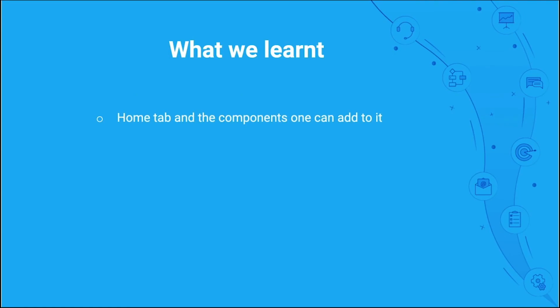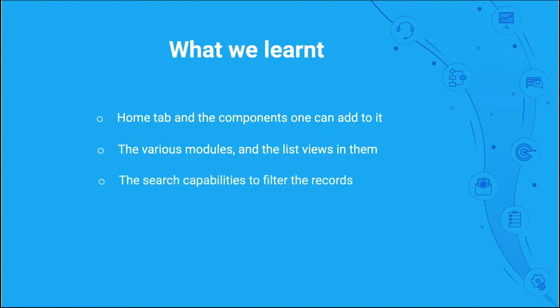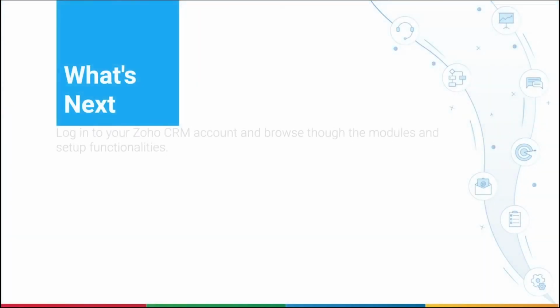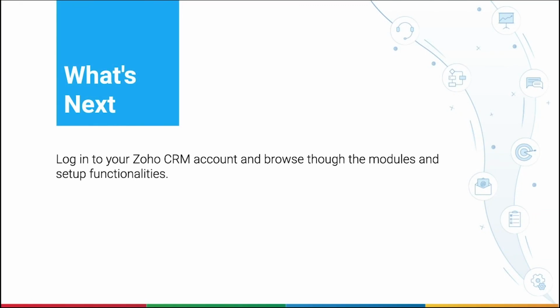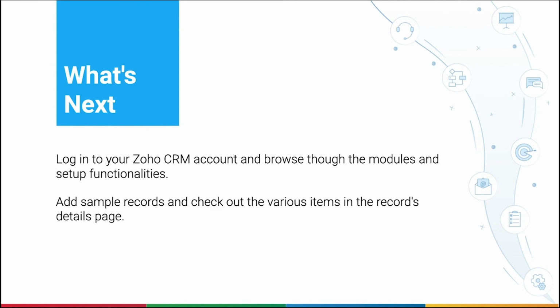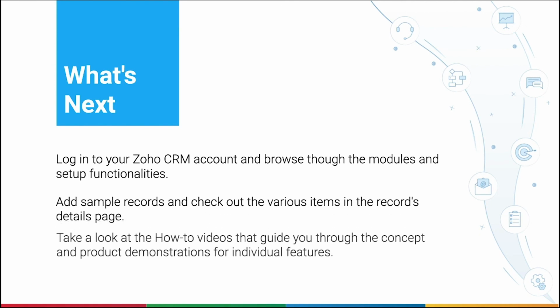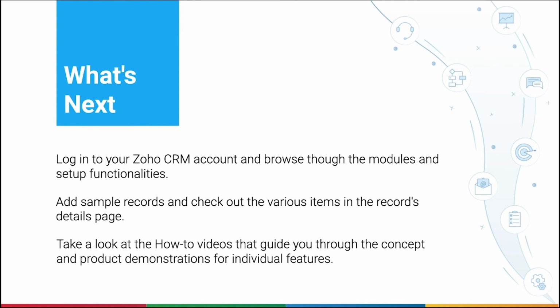We learned about the Home tab and the components we can add to it, the various modules and the list views in them, search capabilities to filter records, and the important features available in the setup section. As a next step, we encourage you to log into your Zoho CRM account and browse through the modules and setup functionalities. We also recommend that you add sample records and check out the various items in the records details page. To learn more about the features in setup, take a look at the how-to videos that guide you through the concept and product demonstrations for individual features.